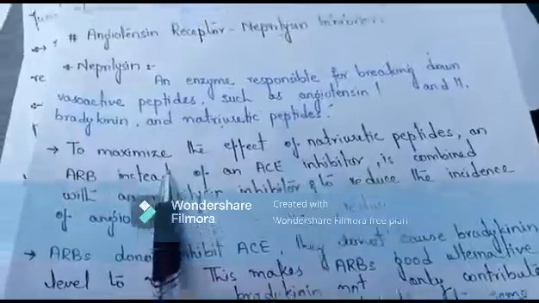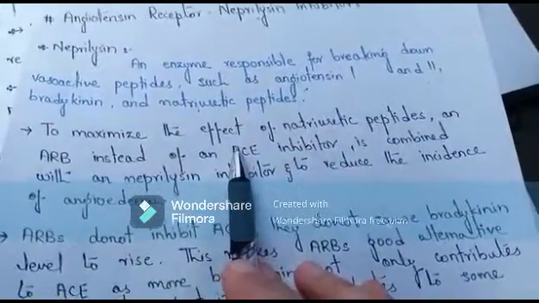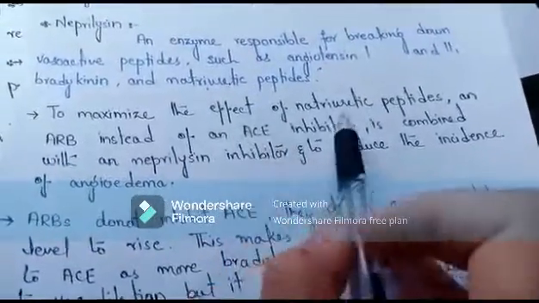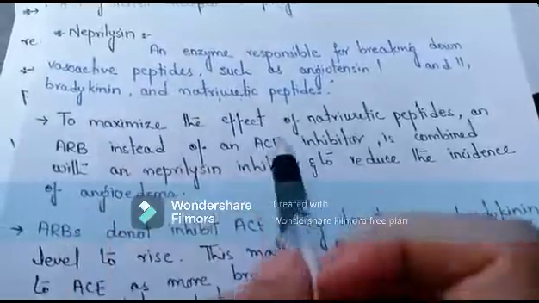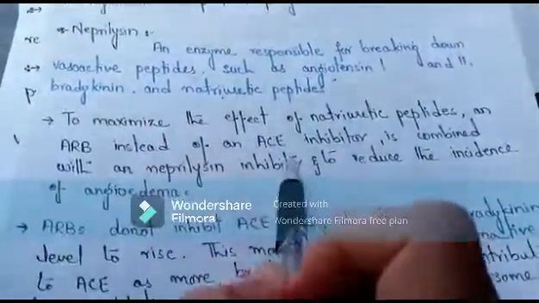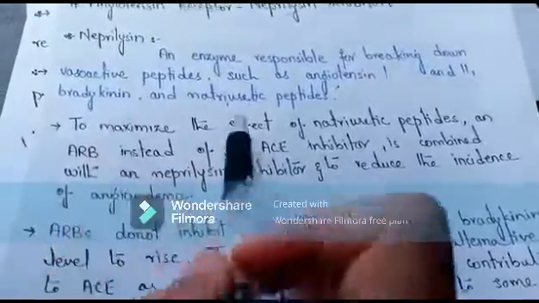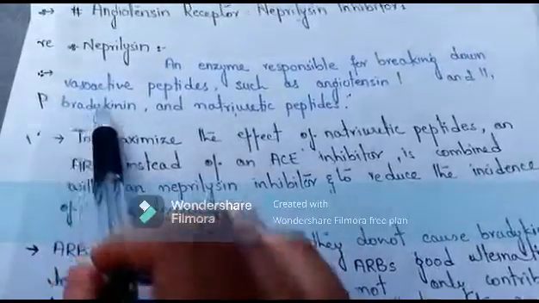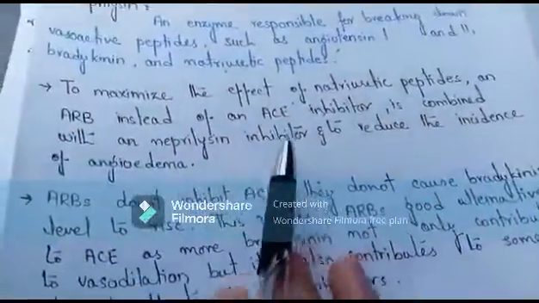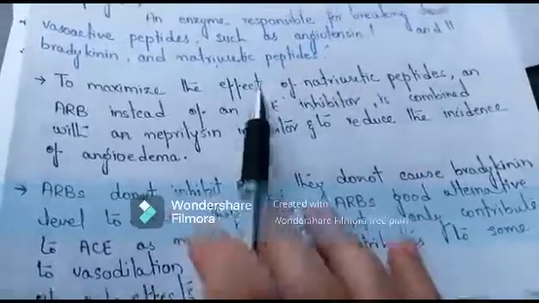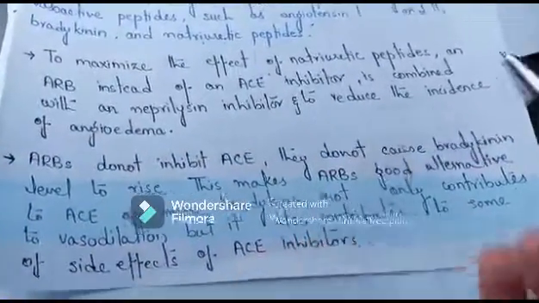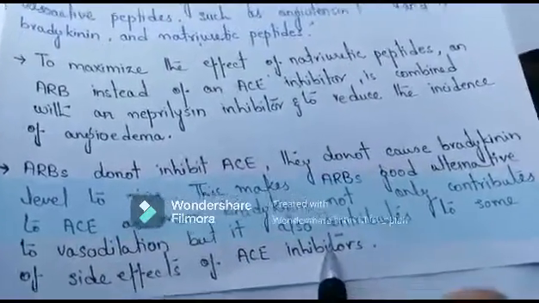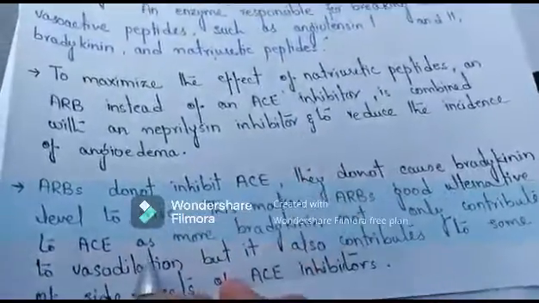Okay, now here it is explained to maximize the effect of natriuretic peptide, we use an ARB instead of an ACE inhibitor. Why not an ACE inhibitor? Because if we give the ACE inhibitor, then the bradykinin level will be increased, because the ACE enzyme is there to degrade the bradykinin. If we give the ACE inhibitor, there will be no ACE enzyme, and the bradykinin level will increase. The bradykinin does vasodilation, which is for our benefit, but the bradykinin also increases the side effects of ACE inhibitor, and that is cough and angioedema, right?